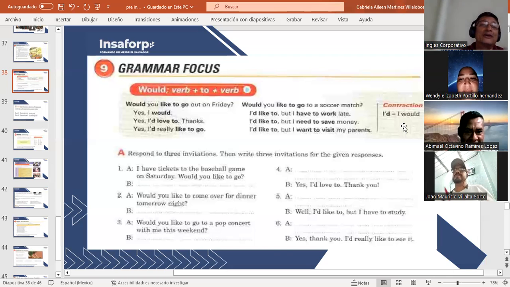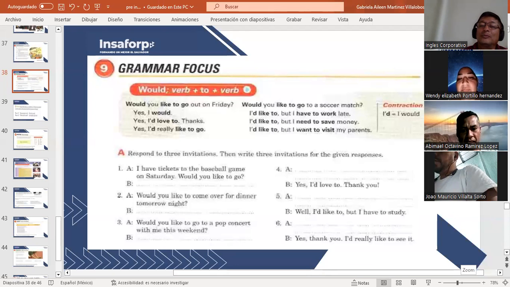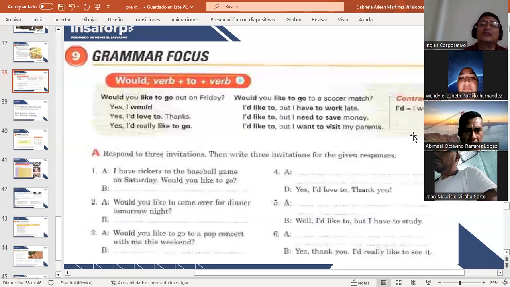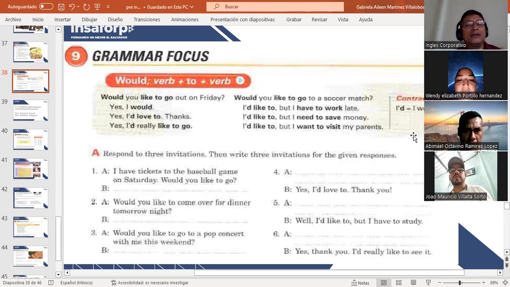Okay, this is the contraction and this is very important. Why is this important? Because I need to know the pronunciation of the contraction. In Spanish, we have the name Aida, right? You know the name Aida? If you say Aida without the A at the end, how would you say it? Aid. Thank you, Wendy. That's the correct pronunciation. So this is the pronunciation for the contraction of I would.